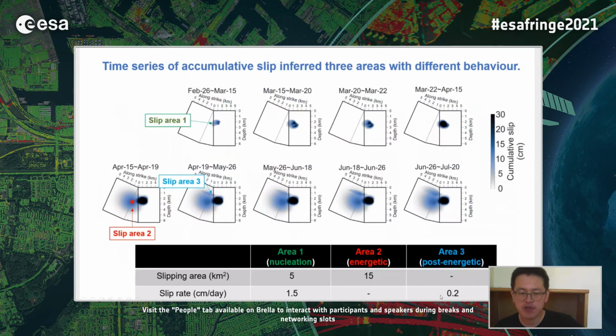From the slip evolution from February to July, lasting 5 months, the temporal slip migration revealed 3 areas with different slipping behavior. Area 1 is in the nucleation phase, a narrow slip area around 5 kilometers square, with a high slip rate around 1.5 centimeters per day. Area 2 is in the energetic phase on the northern fault, a widened area around 15 kilometers square, with a lower average slip around 10 centimeters. And area 3 is in the post-energetic phase, just above area 2, a shallow slip area around 1 kilometer depth, with a minor average slip rate around 0.2 centimeters per day.